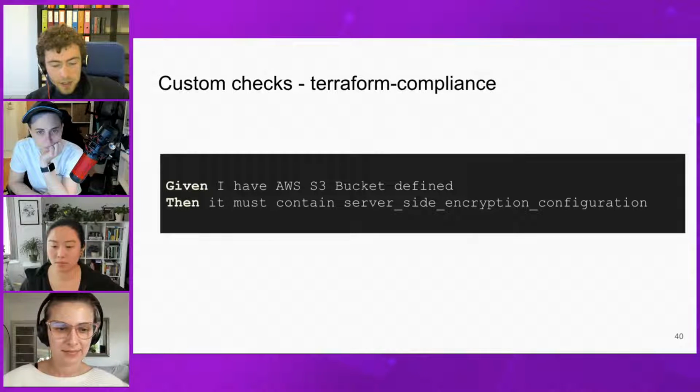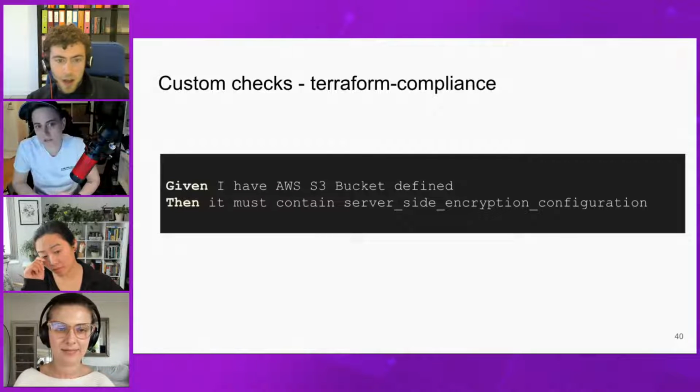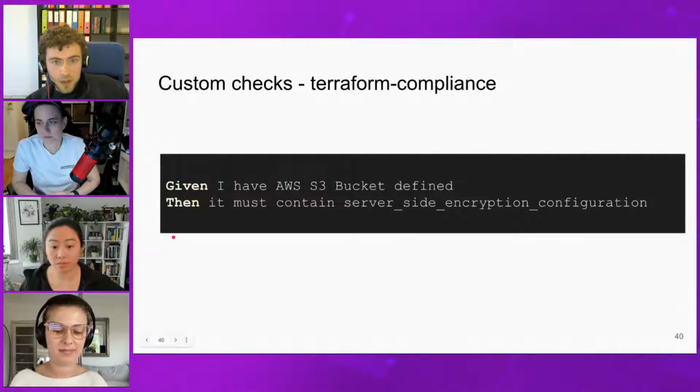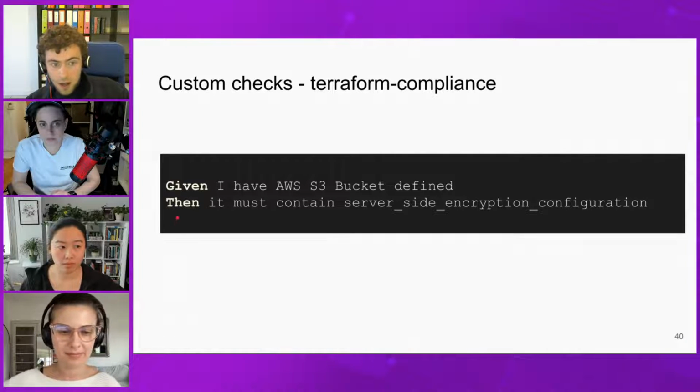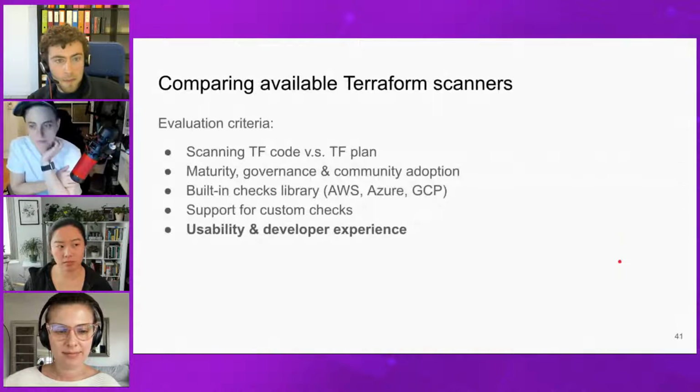Because basically it uses the BDD language, which is some kind of natural language-like rule language. And so a rule that you would write in Terraform compliance looks very much like natural language. So here, this is the rule definition. It would say, given I have an AWS S3 bucket, then it must contain this attribute, which makes it quite easy to read. So something to consider as well.